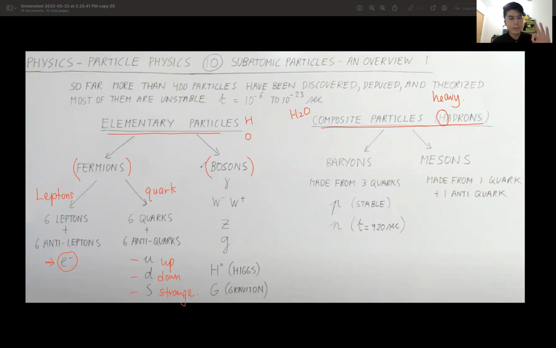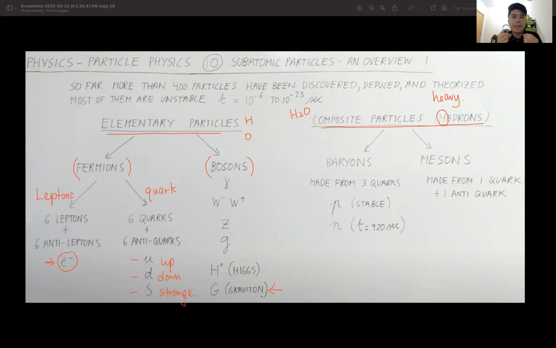The second one is the boson. The boson is a special type of particle. How special is it? They are mainly the particles related to the 4 fundamental forces of the universe. What do I mean by that? For example, gravity. Where do we get gravity? They believe that gravity is related to a particle called the graviton. This is the last one over here. The graviton is the one that gives rise to gravity.